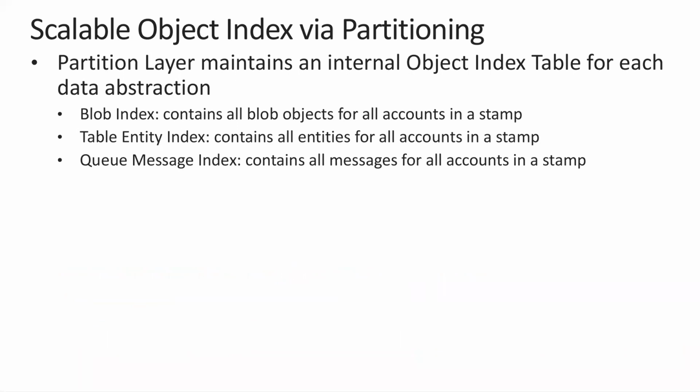So the partition layer stores this internal object index, right? I told you it's kind of an index. When you have some data stored, the index lets you know where that data actually is, for fast retrieval. So it is that index table that you have for each of these data abstractions, right?